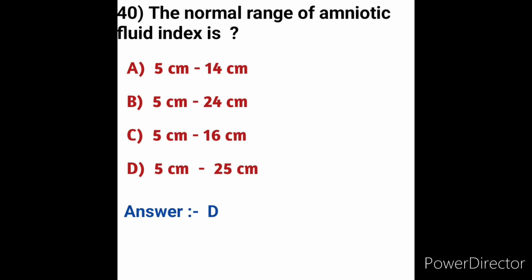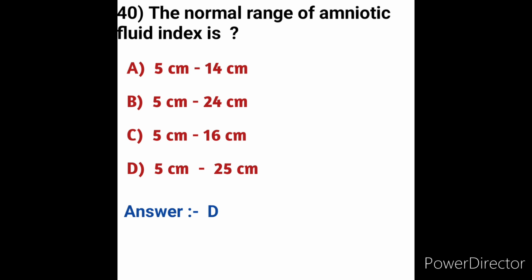The normal range of amniotic fluid index is option A 5 centimeters to 14 centimeters, option B 5 centimeters to 24 centimeters, option C 5 centimeters to 16 centimeters, and option D 5 centimeters to 25 centimeters. Here the normal range of amniotic fluid index is 5 to 25 centimeters. Option D is the correct answer.